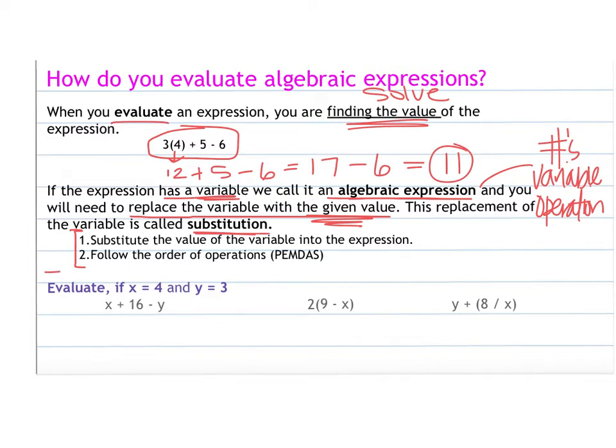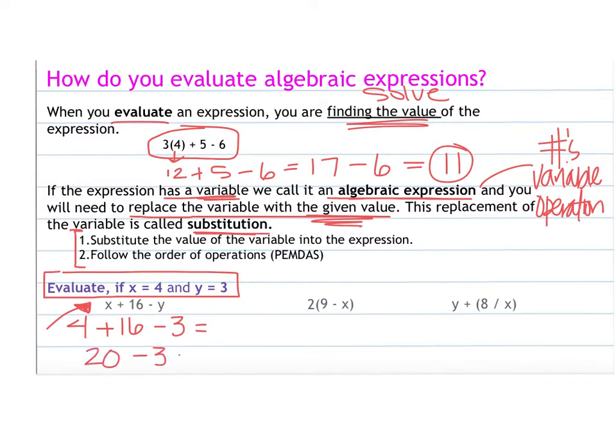So evaluate if x equals 4 and y equals 3. So the first thing I'm going to do is substitute my algebraic expression. Algebraic because it has a number, it has at least one variable, and at least one operation. So I'm going to rewrite it first before I try to do this in my head. So 4 plus 16 minus 3. I only have adding and subtracting, so then I solve left to right. 4 plus 16 is 20, minus 3 equals 17. And I keep it nice and neat and organized, and I circle it.